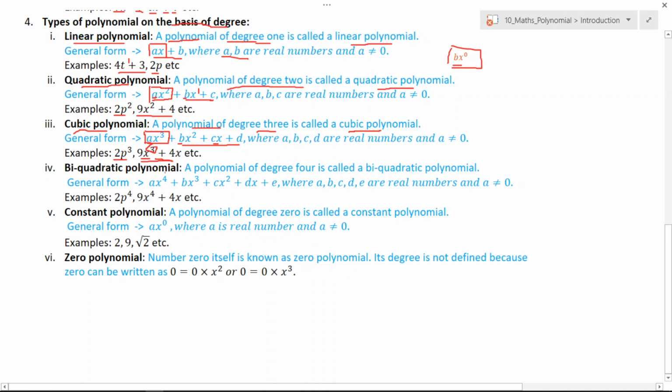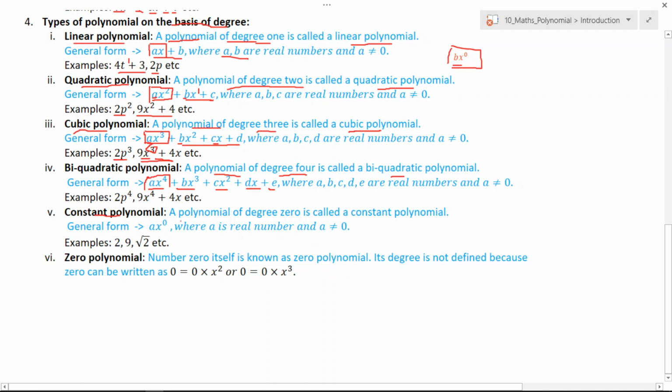Next is biquadratic polynomial. A polynomial of degree 4 is called biquadratic, and its general form is ax to the power 4 plus bx cube plus cx square plus dx plus e, where a, b, c, d and e are real numbers and a is not equal to 0. Clear?